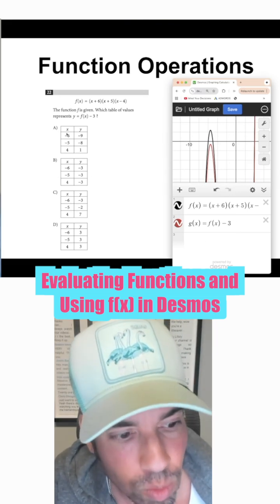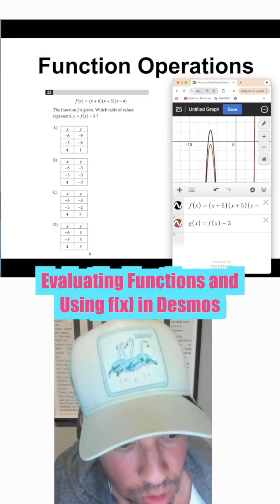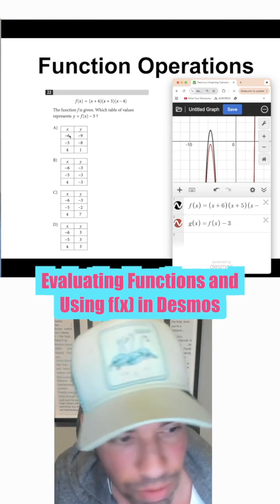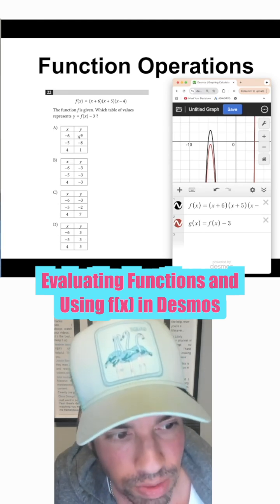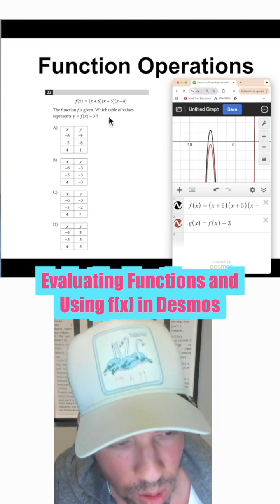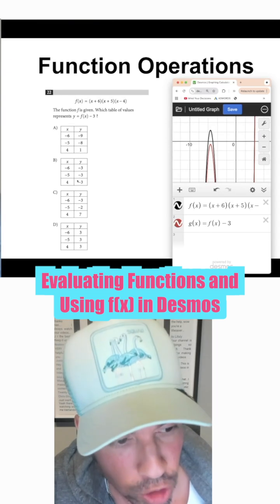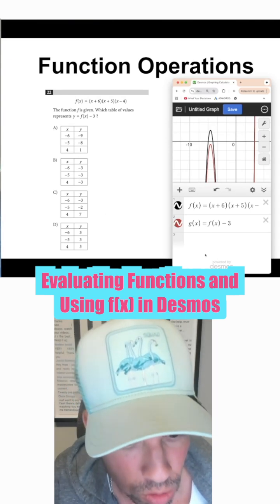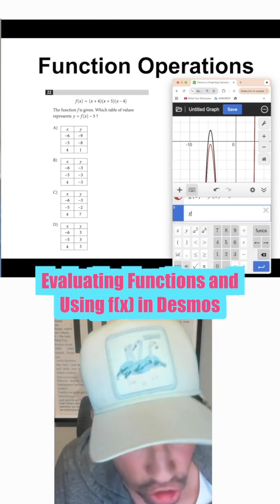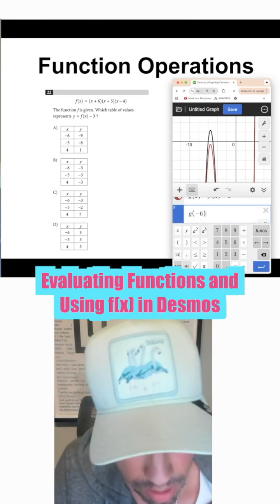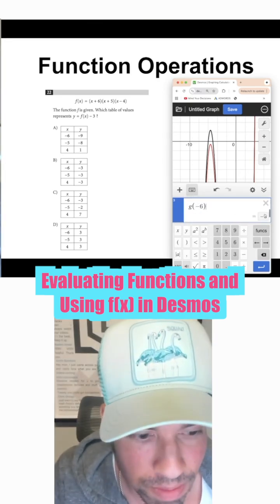Now, I want to know which one of these tables is the right table, right? So I see, for example, g of negative 6, because they're saying which table represents the y function, which is g. G of negative 6, which one will it be? Negative 9, negative 3, negative 3, or 3? Let's try it. So we're literally going to say g of negative 6. Boom. And it spits out my value of negative 3.